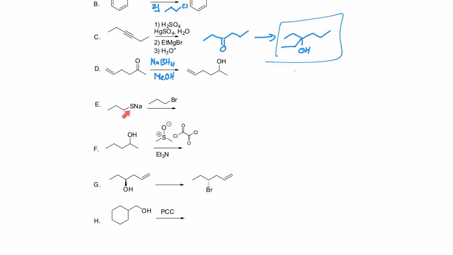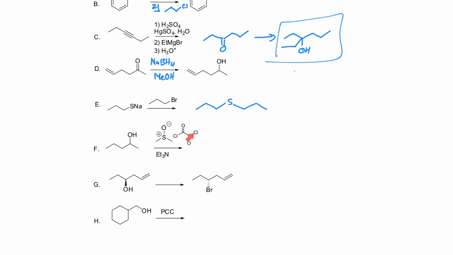For part E, we've got a sulfur anion as a nucleophile. We've got propyl bromide as an electrophile. This is actually a simple SN2 process. I could have asked you this last semester, but this is a thioether, and it fits right into our chapter on ethers, epoxides, and thiols. So this is a thioether synthesis.